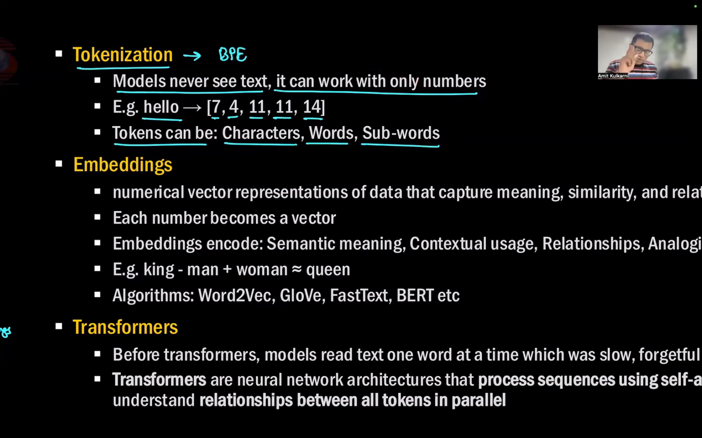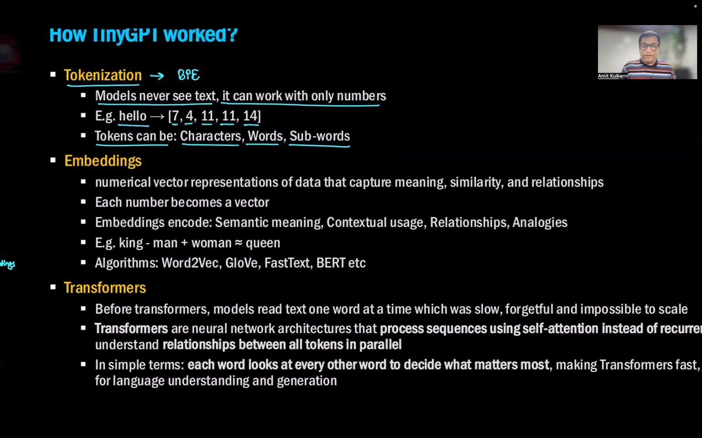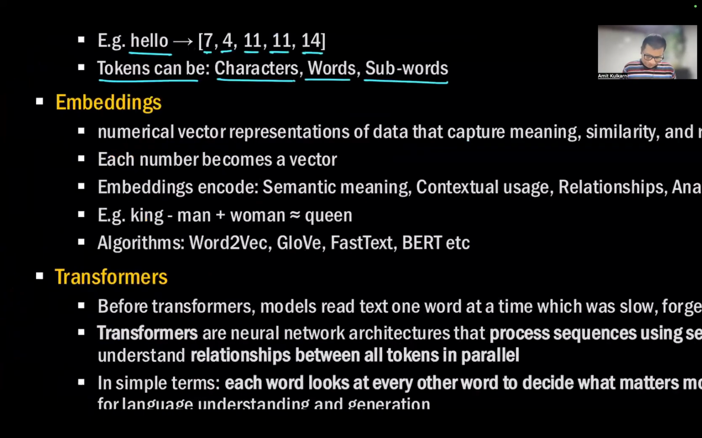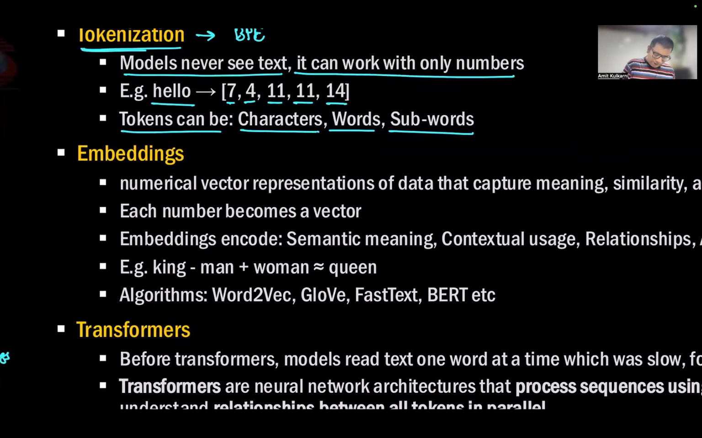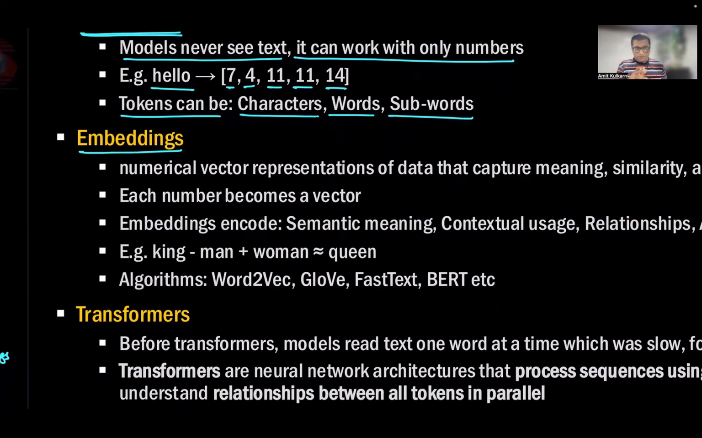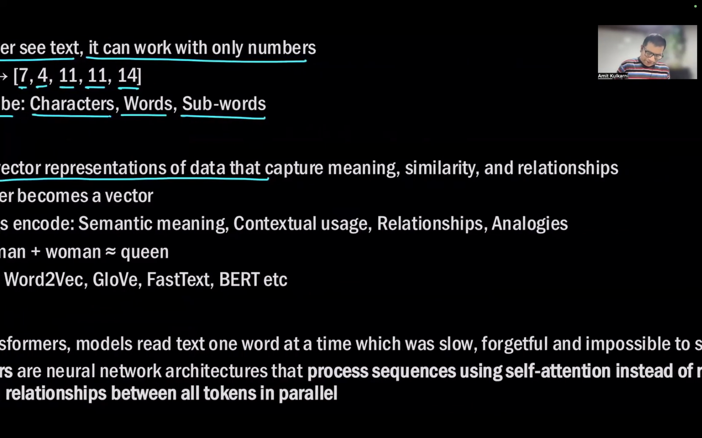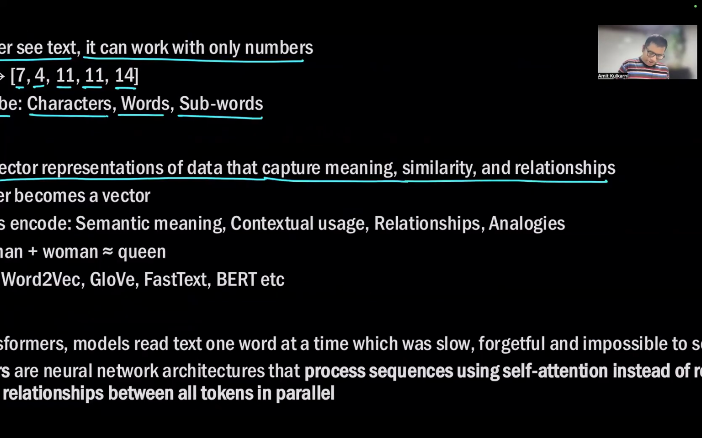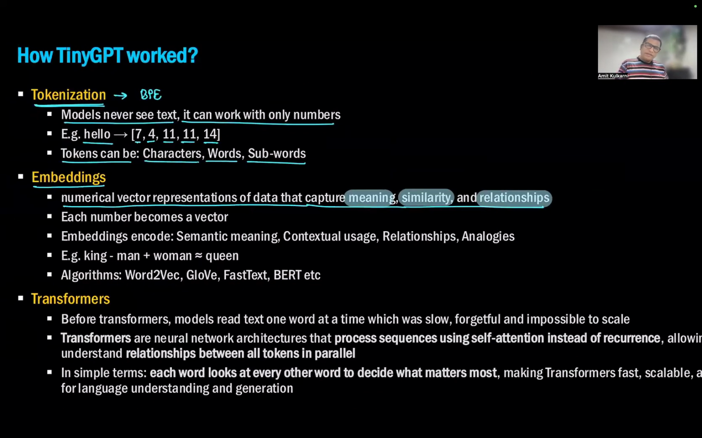Tomorrow we will be implementing one, not to be very complete, but to give you a glimpse of it. The next one: when the tokenizer tokenizes all the words or subwords or characters, we go for converting them into numbers. It's called the embeddings. A numerical vector representation of data that captures the meaning, similarity, and relationship. This is the important difference between simple numbers and the embeddings. Embeddings are numbers, no doubt in that, but they capture the meaning of it.